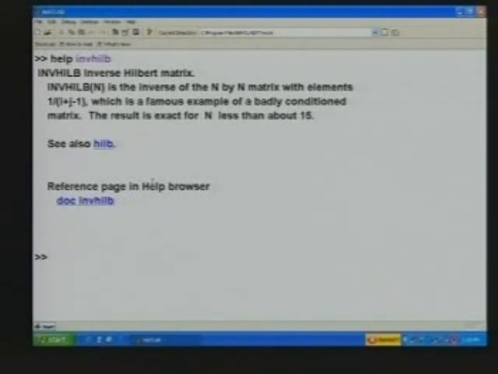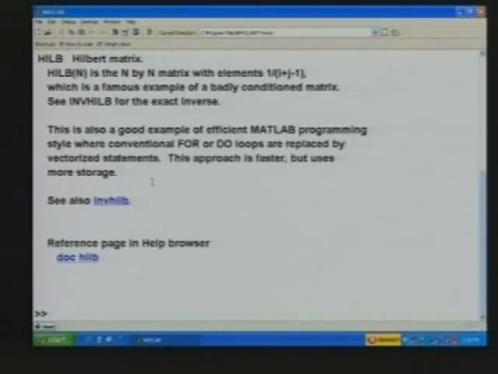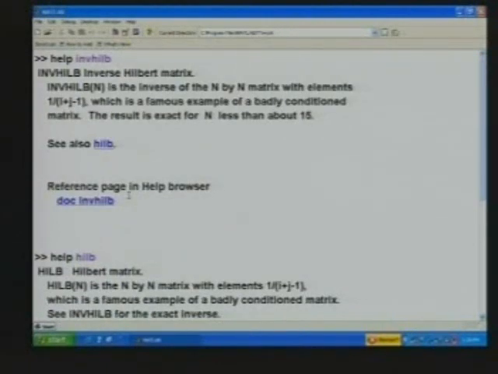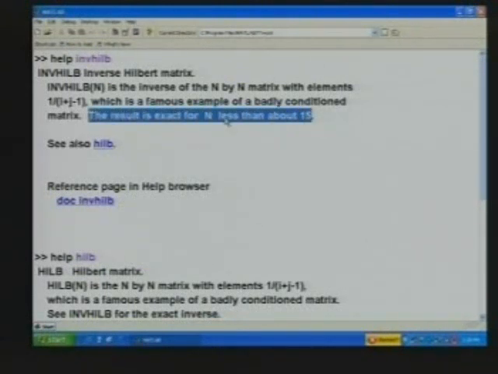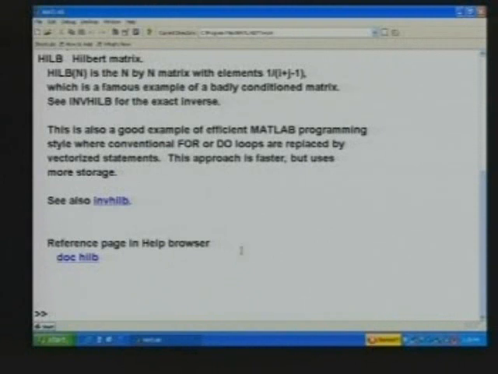So, inverse Hilbert matrix gives you a matrix whose elements are i plus j minus 1, and Hilbert will give you another matrix whose rows are 1 upon i plus j minus 1. The result will be good for n less than 15, but we have taken n equal to 20. So, that is why it did not work.